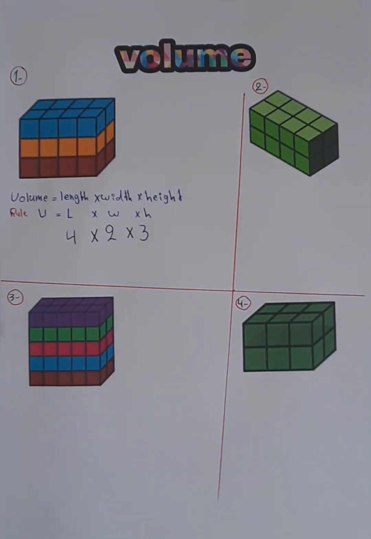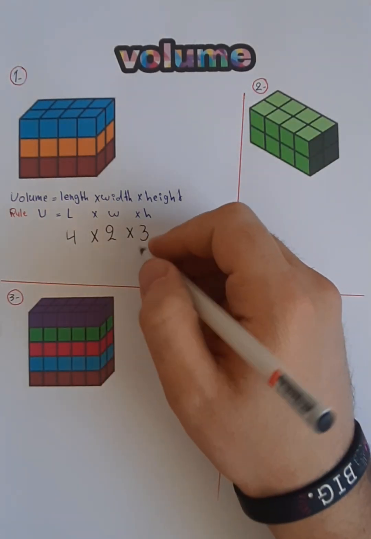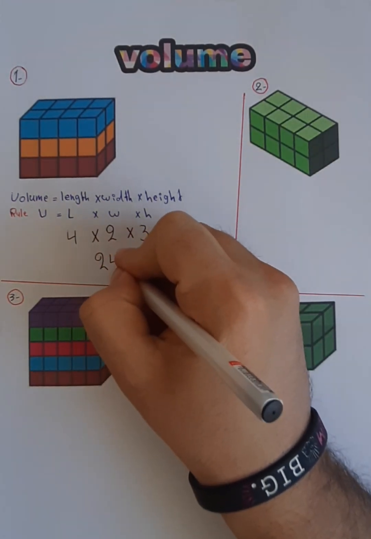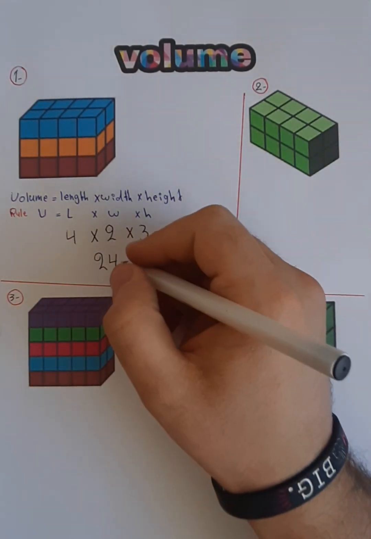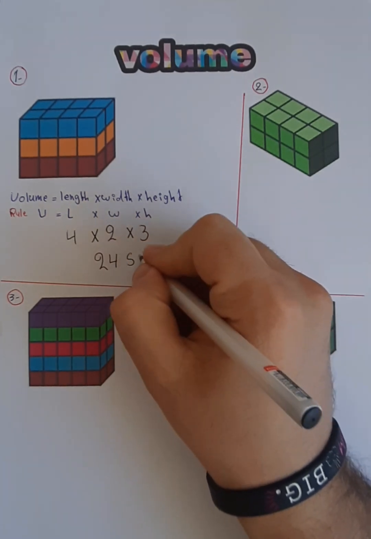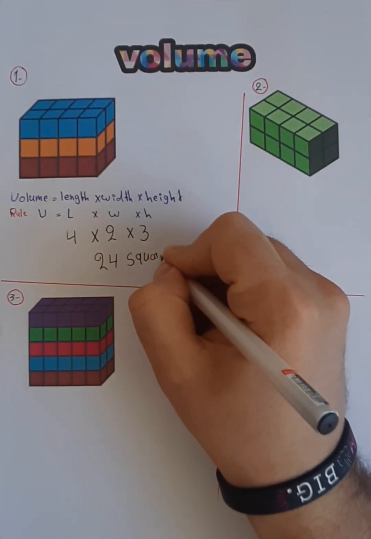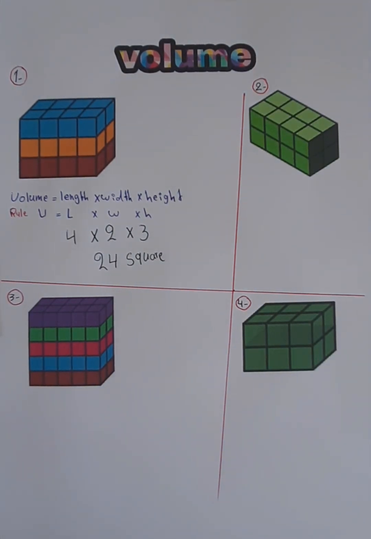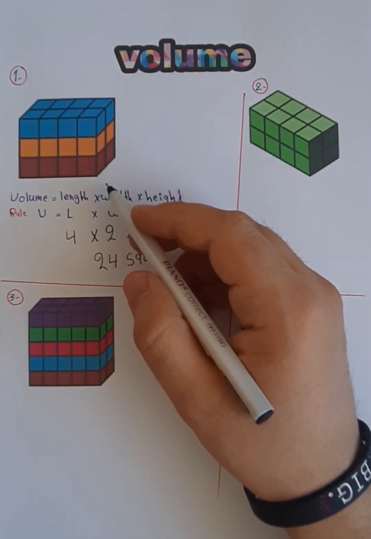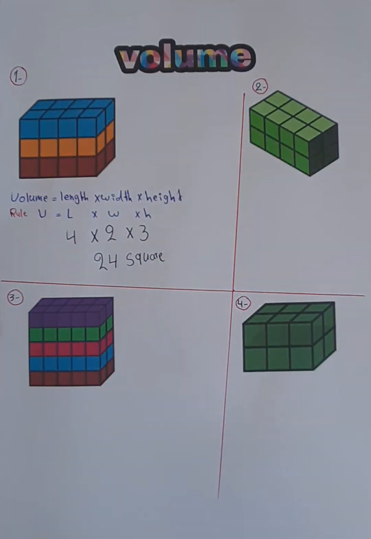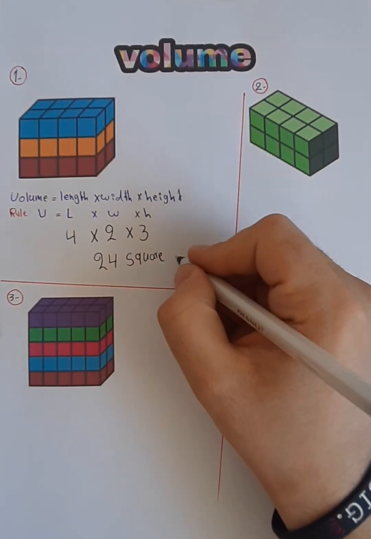Now we have to multiply these 3 numbers all together. 4 times 2 equals 8 and 8 times 3 equals 24. So the volume for this rectangular prism is 24 squares. And we have to write the unit for the volume. But in here we don't have any units, so you have to write cubic units.